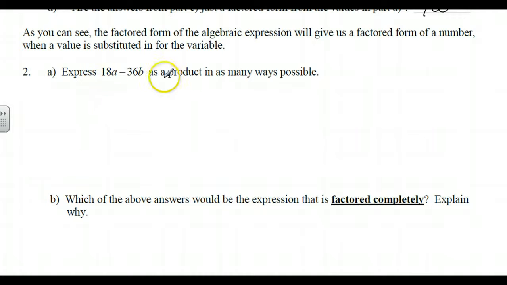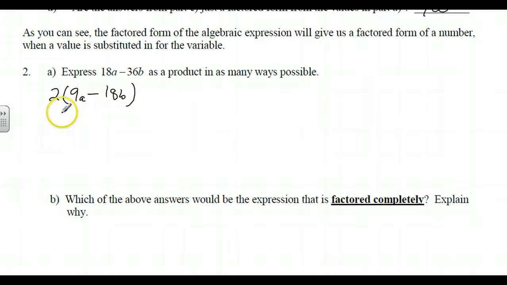Express 18a minus 36b as a product in as many ways as possible. So I'm going to start off by saying, hey, look, they're both even, so let's divide them both by 2. So I divide each term by 2. Now notice, you multiply this out, you get 18a minus 36b. That's always a check for a factorization: will it expand out? In this case, using the distributive law to the original.